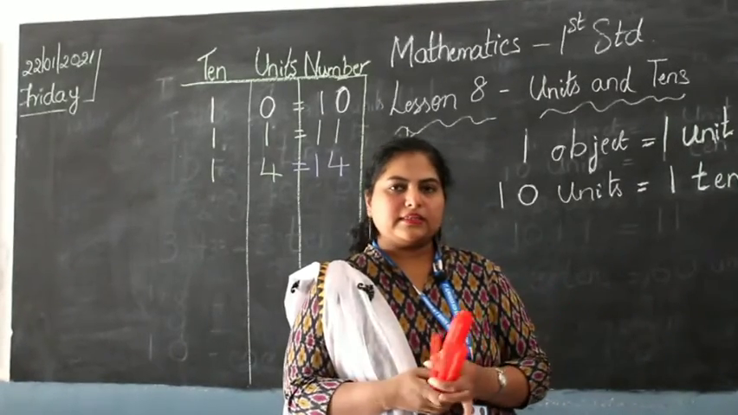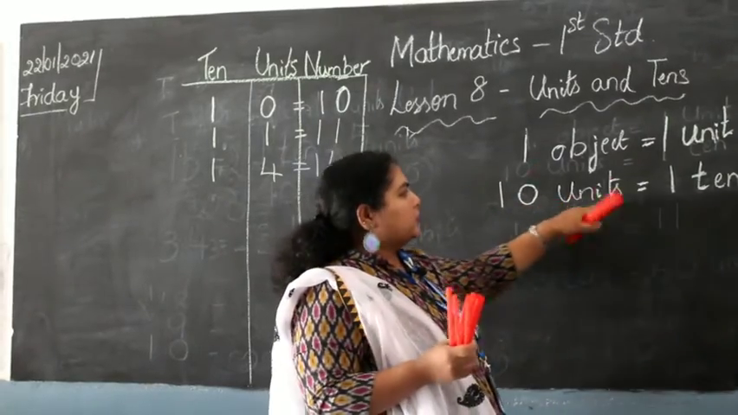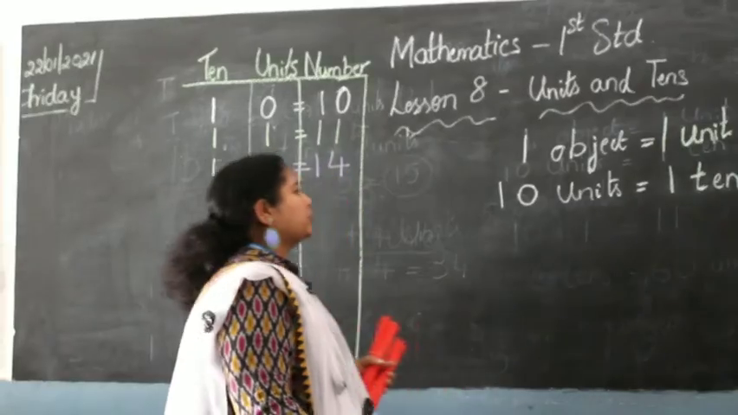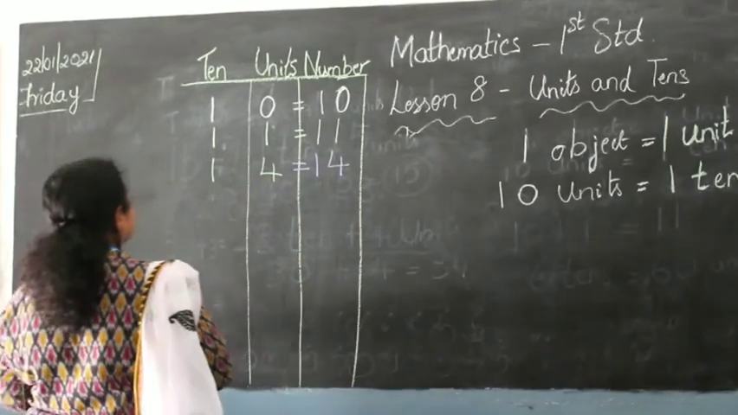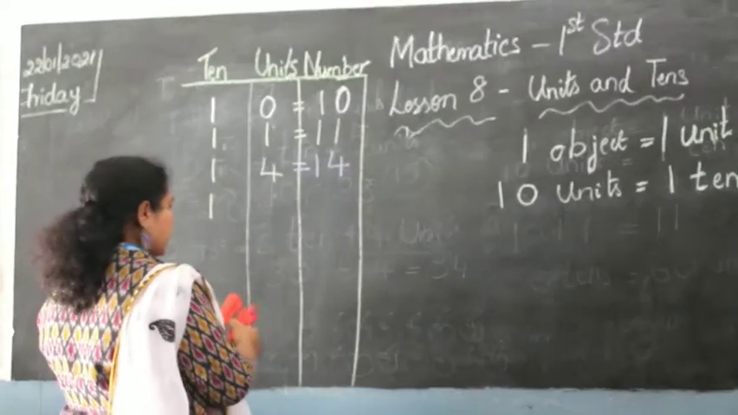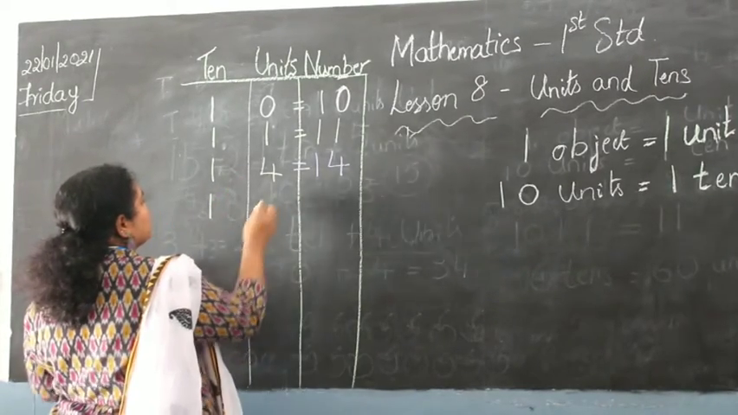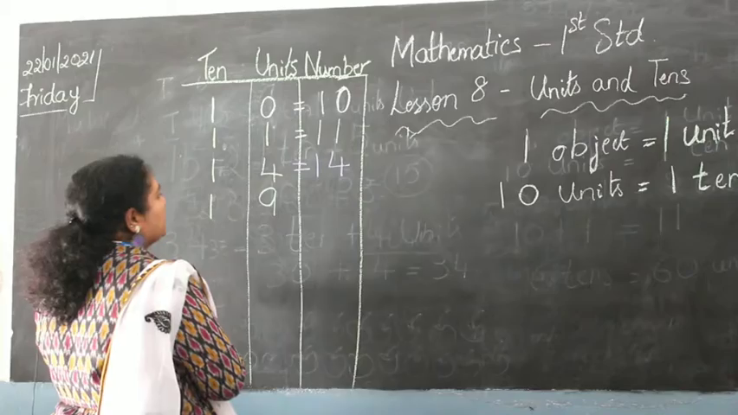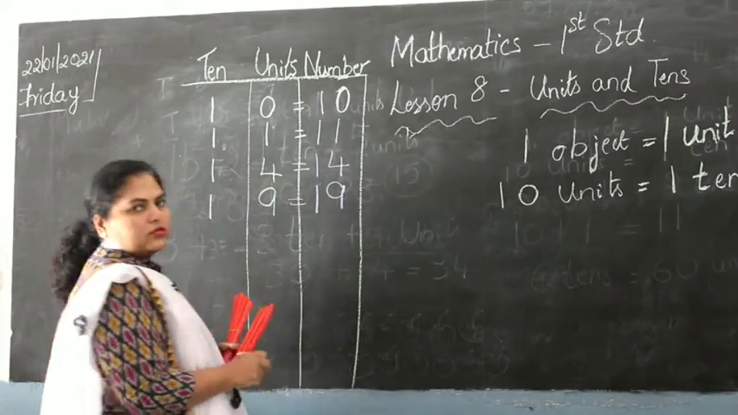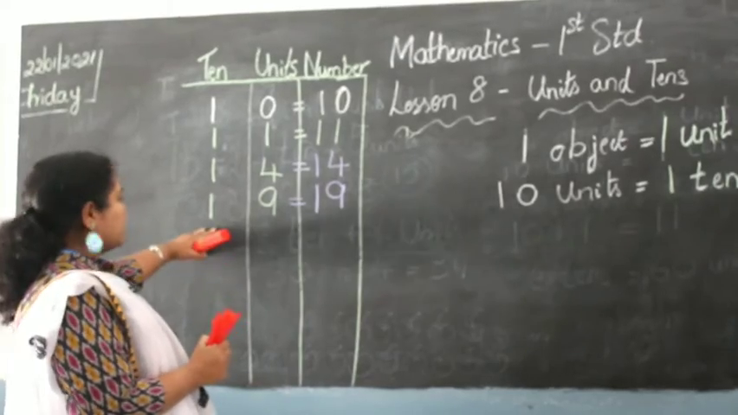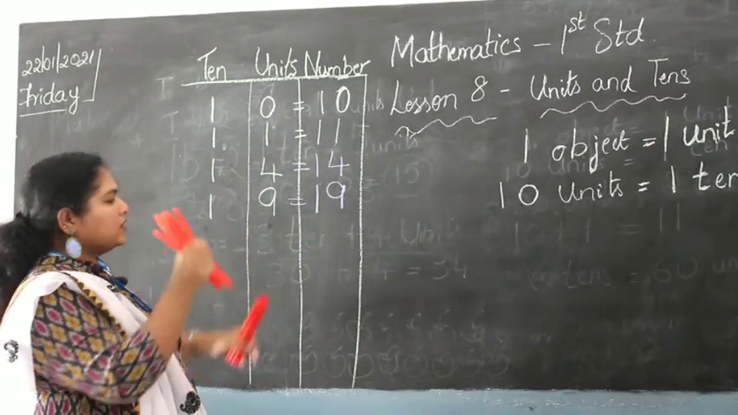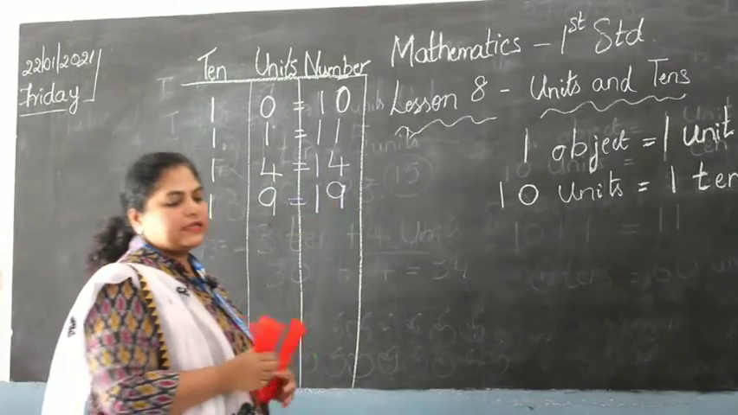Okay, 10 units is your 1 ten, and I have 9 straws here, which is 9 units. How many will I get? 1 ten, and then I have 9 units, which will give me 19 straws. Okay, 1 ten, that's 10 units, and 9 units will give me 19.